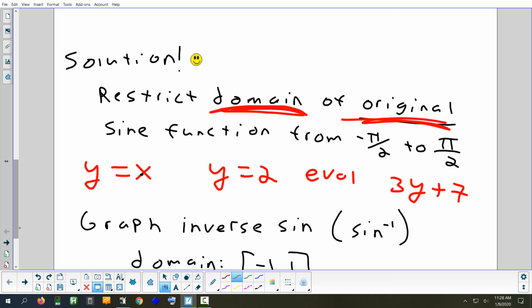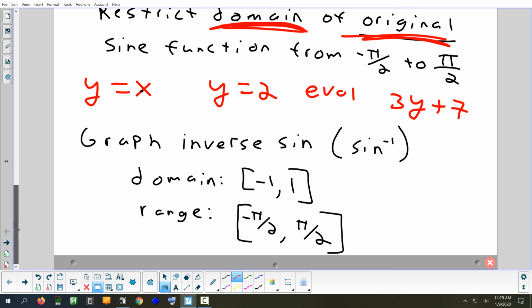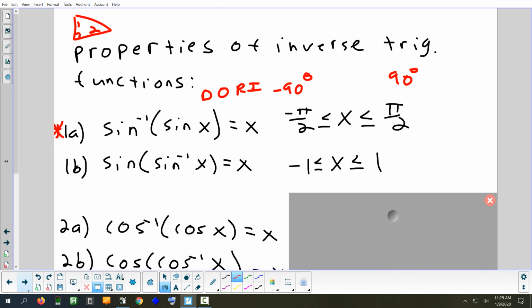Domain of the original, negative pi over 2 to pi over 2. Range of the inverse, negative pi over 2 to pi over 2. That's where that condition, negative pi over 2 to pi over 2, comes from. So, when you're trying to think of the condition, just think of Finding Nemo.